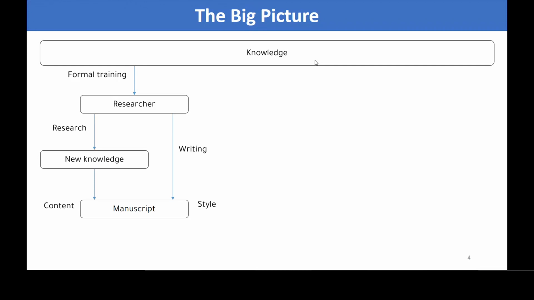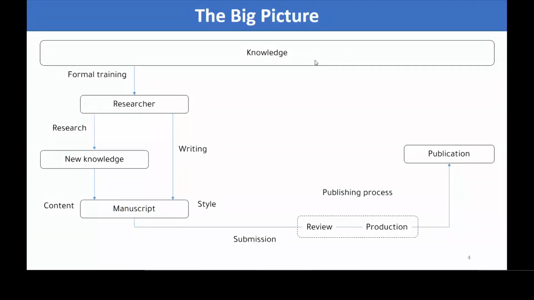And then this manuscript is hopefully to be disseminated through some publication venue. But we have to filter these manuscripts. So the researcher has to submit the manuscript, and the manuscript has to go through the process called the publishing process. It includes review process and production. Then, if it is successful, it will go into the publication venue.